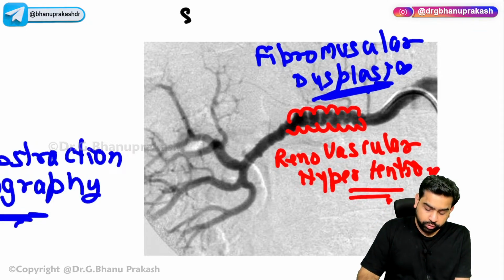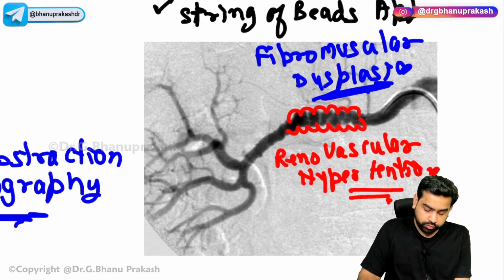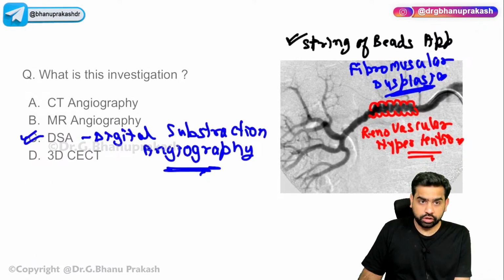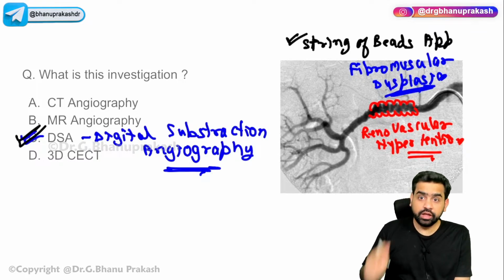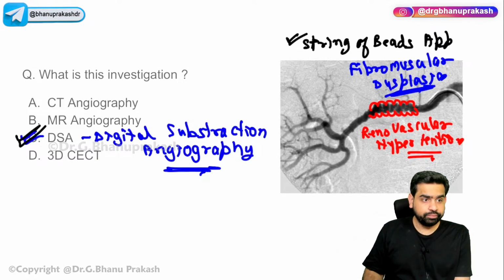So what is this particular sign called? This is what is called a string of beads appearance. I hope you are able to appreciate these particular points, guys. So the diagnosis over here is digital subtraction angiography, string of beads appearance, fibromuscular dysplasia, renovascular hypertension. Okay, understood?